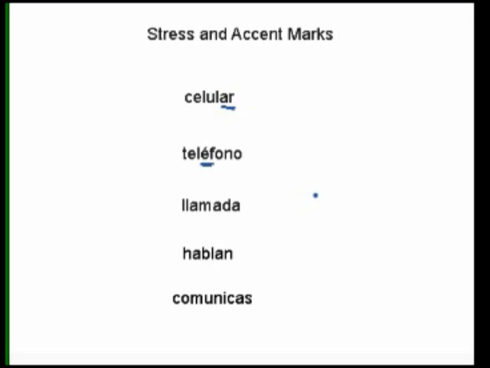The third word, llamada, ends with a vowel. We know that if a word ends with a vowel, the next to last syllable is stressed. So we have llamada. For our next word, we see an N. Remember that rule number 1 says if a word ends with a vowel, an N, or an S, then the next to last syllable is stressed. Therefore, instead of hablan, it's hablan with the stress on the first syllable. And the last word also refers back to rule number 1 because we end with an S. Therefore, our stress is on the next to last syllable, giving us comunicas.